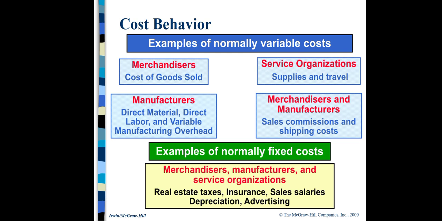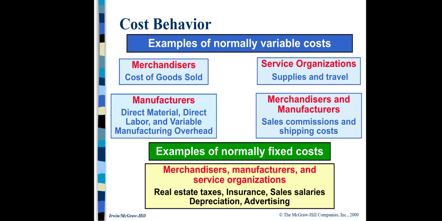And then for the mix of merchandisers and the manufacturers, the examples are sales commissions and shipping costs. Jadi cost untuk perusahaan dagang dan juga perusahaan manufaktur ya. Contohnya adalah sales commission atau komisi penjualan and shipping cost atau biaya angkut. That's the example of normally variable cost from each type of organization.